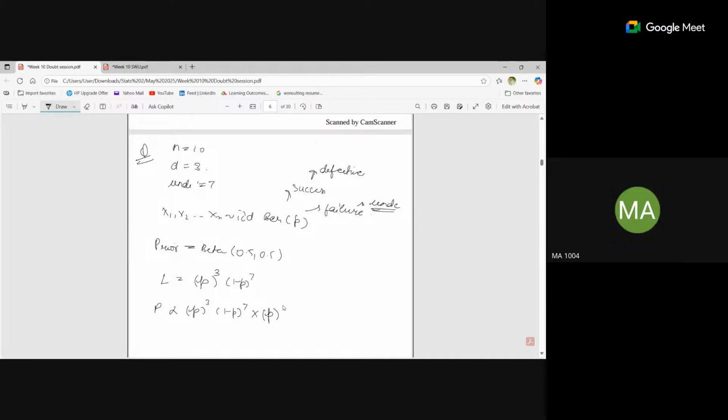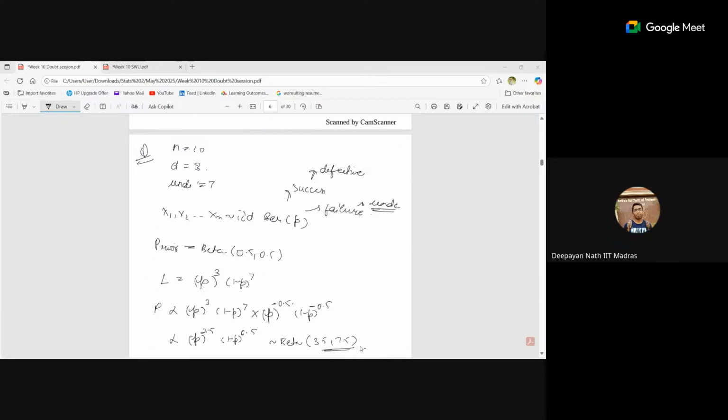The prior is P to the power 0.5 and (1 minus P) to the power 0.5. Now this will be 3 plus 0.5, so it will be P to the power 2.5 and (1 minus P) to the power 6.5. Now this is a beta with 3.5 and 7.5. That's it. Got it? Understood, ma'am.